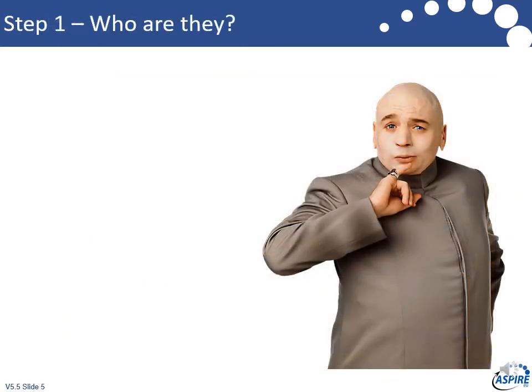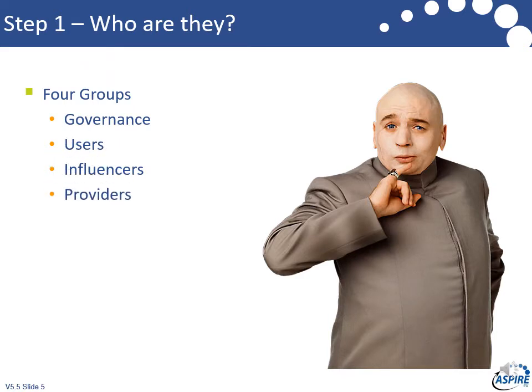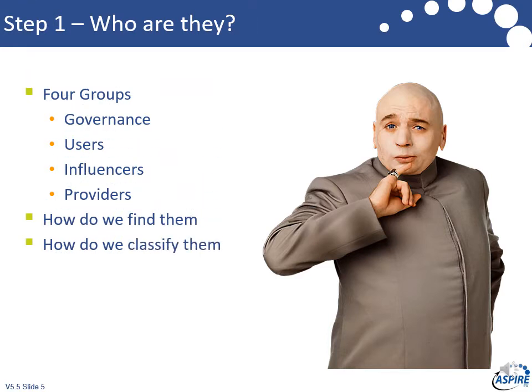Okay, so step 1, who are they? Well, there's quite a useful little acronym called GUPPI, which stands for Governance, Users, Influencers and Providers. Not actually in the GUPPI order on the slide, as you can see. So basically governance, who are the people that are going to be making decisions? Who do we need to get on board to get decisions made? Who could get in our way?